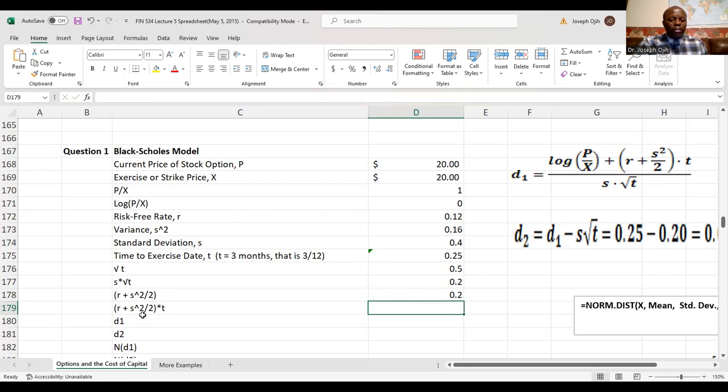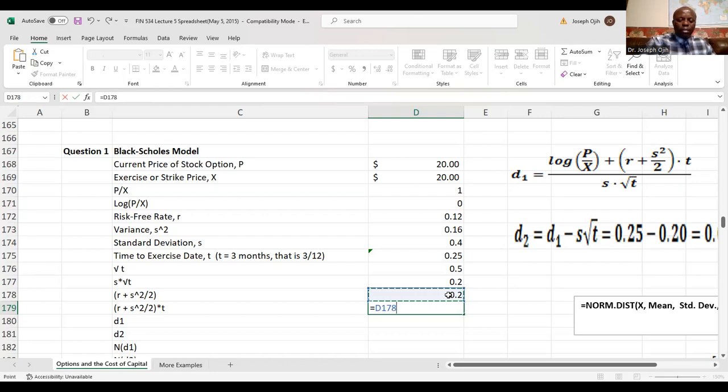Now I can say I've gotten the one in parentheses. Let me combine them to get the whole of this part. I have R plus S squared over 2 times T. This is this answer right here, times T. And our T, what's our time, is 0.25 right here. That gives us that part.